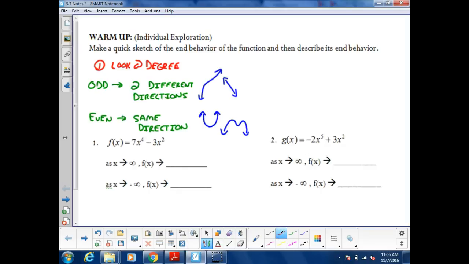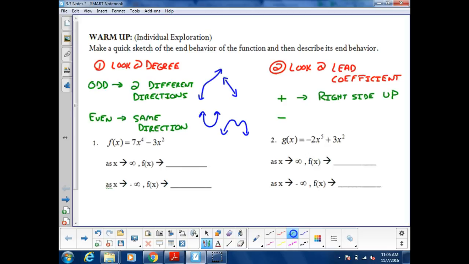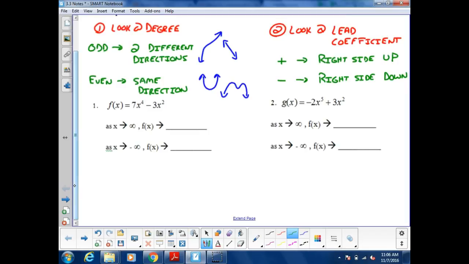Then the second thing that you have to look at is the lead coefficient. If the lead coefficient is positive, the right side goes up. If the lead coefficient is negative, the right side goes down. And then your left side is dependent upon if they're going in the same direction or if they're going in different directions. Okay? So, looking at warm-up number 1, what is the degree?